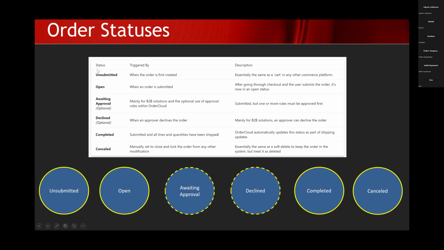When the order is first created, it is in the state of unsubmitted. When the order is submitted by the buyer, it goes to a state of open. Then comes completed, where it has been submitted and all quantities have been shipped. That's the most important criteria for the completed state. Shipping must be done.